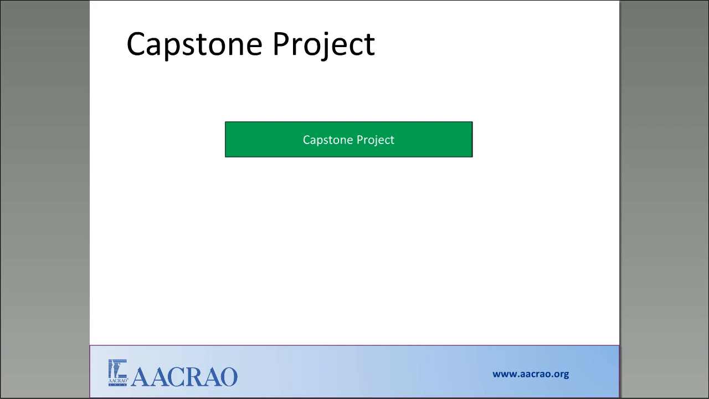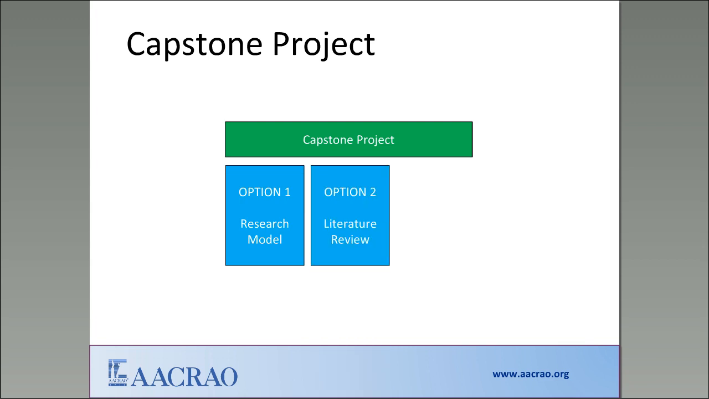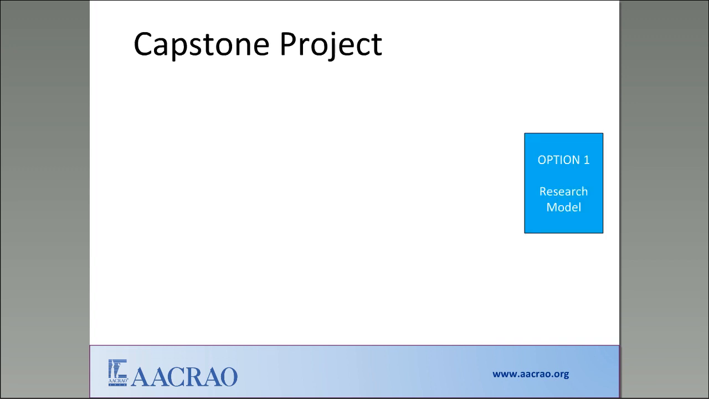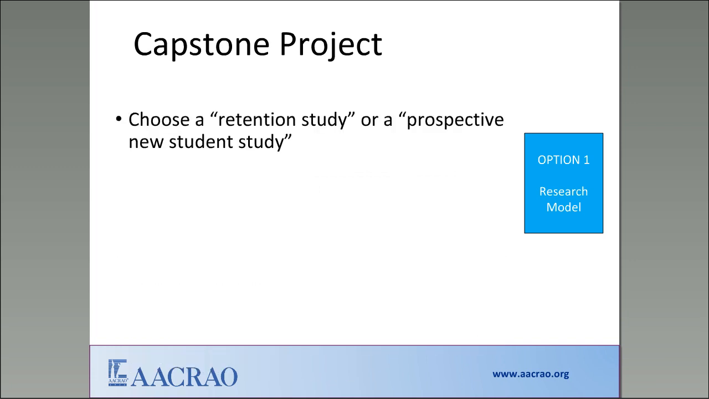And the capstone project, there are three options. There's the research model, there's the literature review, and then there's the enrollment project. So I'll talk about how those three differ. The most popular option is the research model. This one, the learner has to choose either a retention study or a prospective new student study.